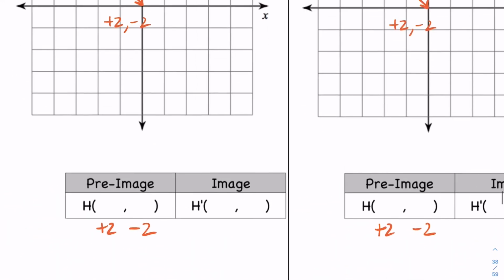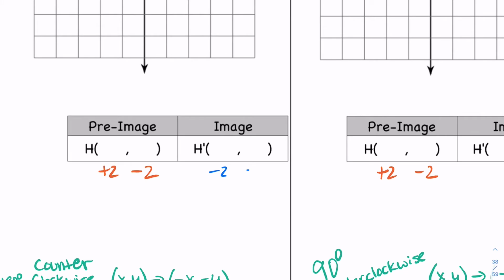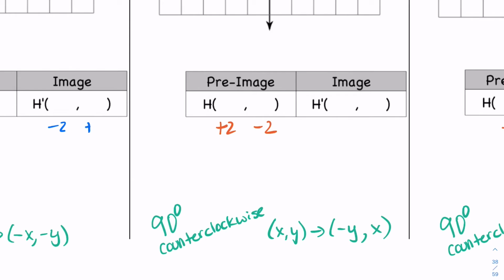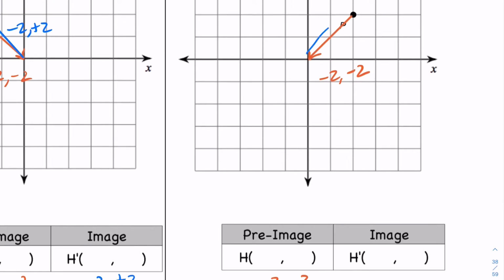I know I'm doing a lot of work here. I'm doing 3 problems at once, but I'm just setting up the logistics so that you see that it's the same repetitive process over and over. So this would be minus 2, plus 2. So minus 2, plus 2 to send it back. And then plus 2, plus 2.